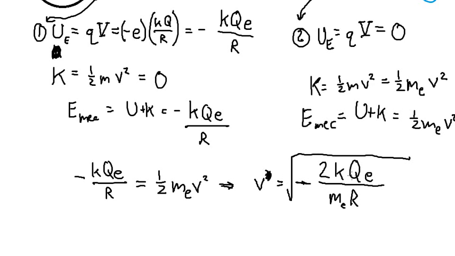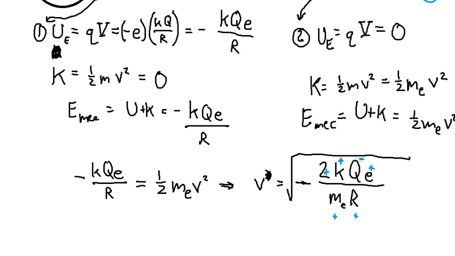Okay, so what this gets us, let's take this equation, is v squared equals, and I'm going to do a negative, and the 2 is going to come up, 2kQ times the elementary charge divided by the mass of the electron times r. And if you want to, you can then take the square root.